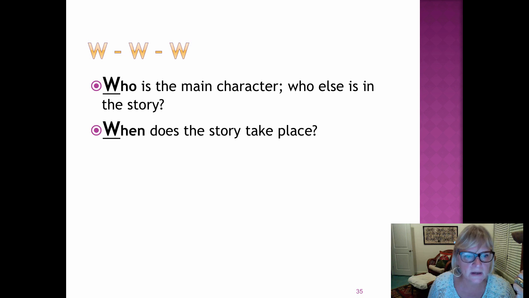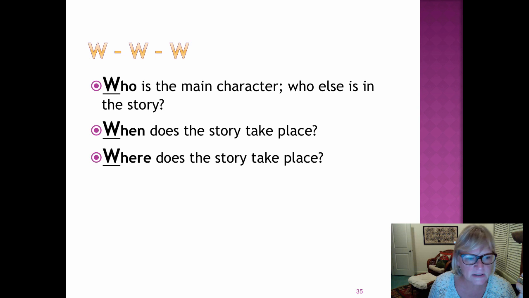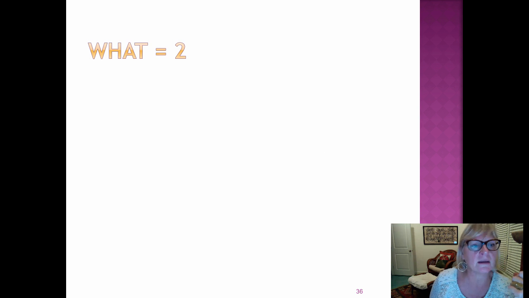When does the story take place? What's the time period? Where does the story take place? So again, those elements of setting. So who, when, where are the 3 W's. Do those first. Laying out, give the structure so people understand the context of the story and where it's taking place.